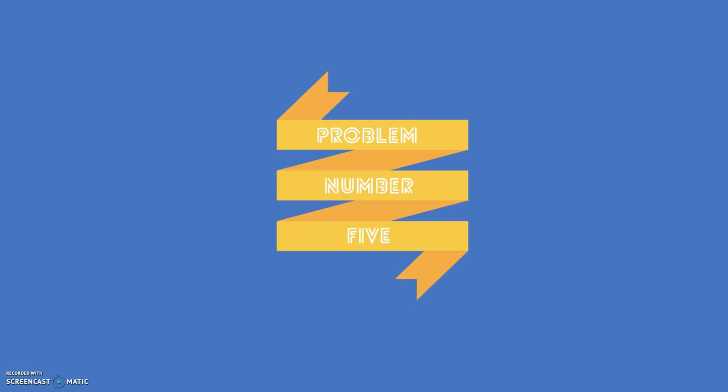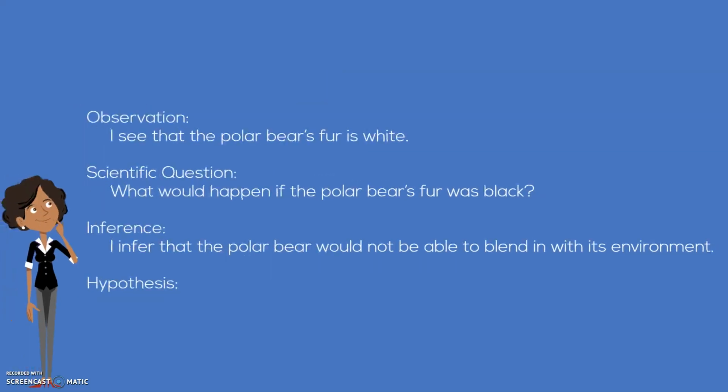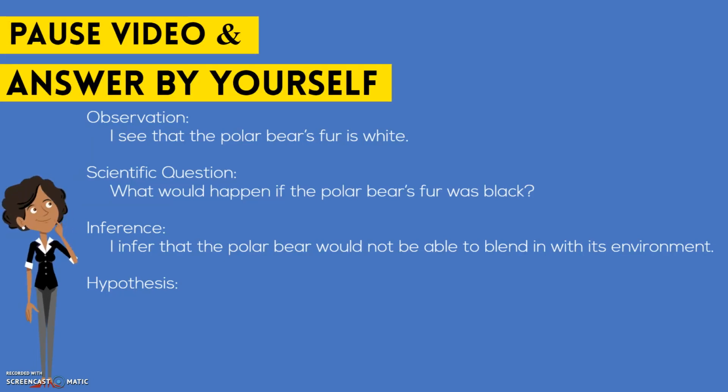Problem number 5. I see that the polar bear's fur is white. What would happen if the polar bear's fur was black? I infer that the polar bear would not be able to blend in with its environment. Pause the video and answer by yourself on your worksheet.